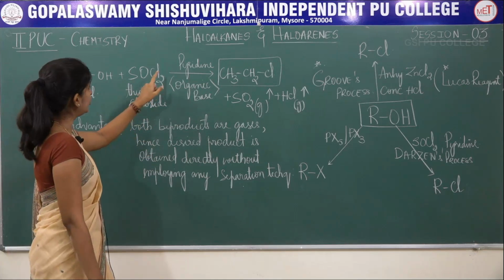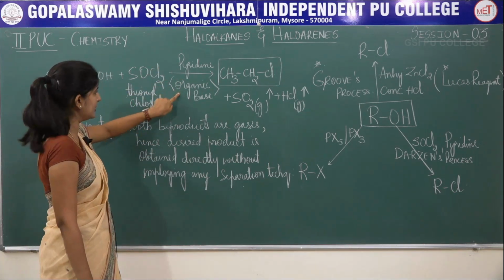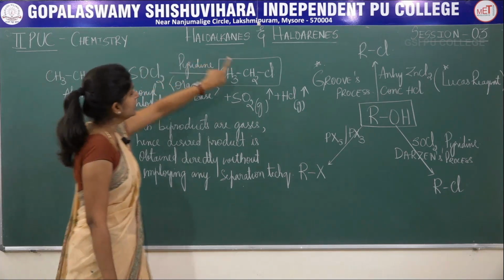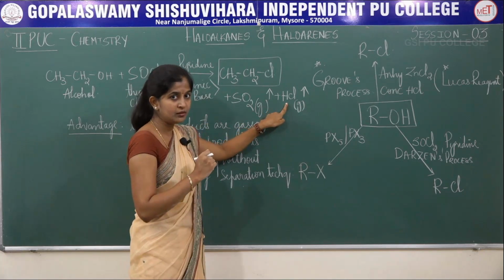Another information I have to give you here is about pyridine. Pyridine is an organic base. Why do we use pyridine? Here HCl is a gas. Already I have told you that it will escape from the reaction mixture.